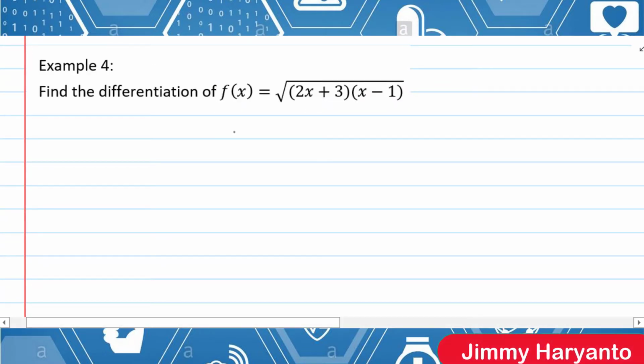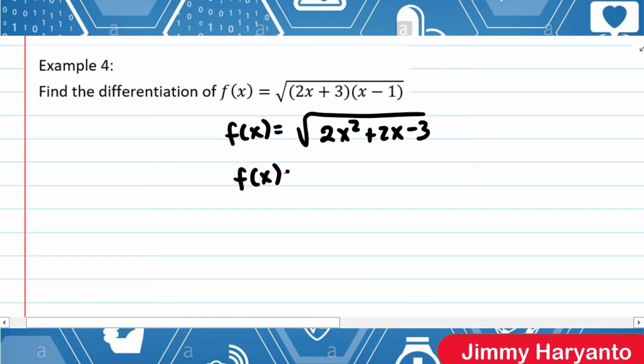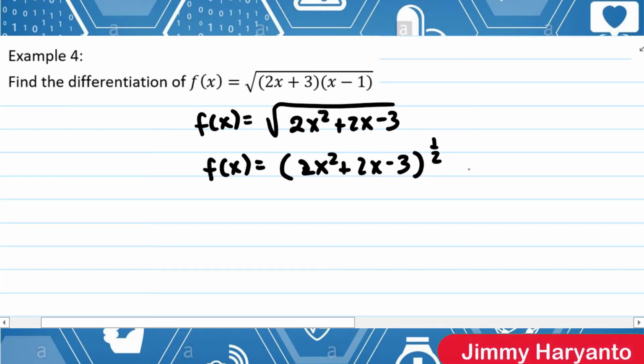And next is this one. We have multiplication right here. If you have multiplication and you can multiply them, I suggest that you multiply them. Yeah, you have to expand. So you will have x squared plus 2x minus 3, and you have to change the square root into powers. When you see a square root in differentiation, always change it to powers, otherwise you cannot find the differentiation. So as you can see, this one is also a composite function.